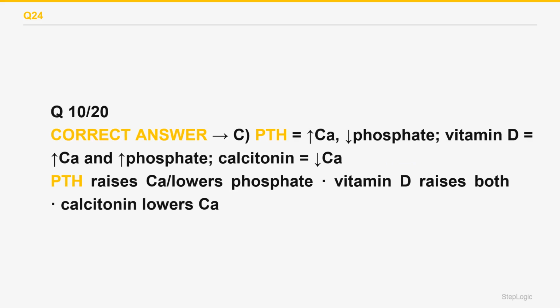The correct answer is C. The distinguishing signatures: PTH raises calcium but lowers phosphate. The phosphaturic effect dominates, whereas vitamin D raises both. This difference helps interpret calcium and phosphate labs. Calcitonin opposes PTH by lowering calcium, used pharmacologically in hypercalcemia and Paget disease. PTH raises calcium and lowers phosphate, vitamin D raises both, and calcitonin lowers calcium: these actions are the correct set.